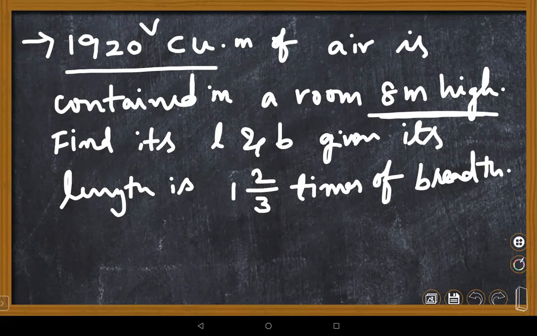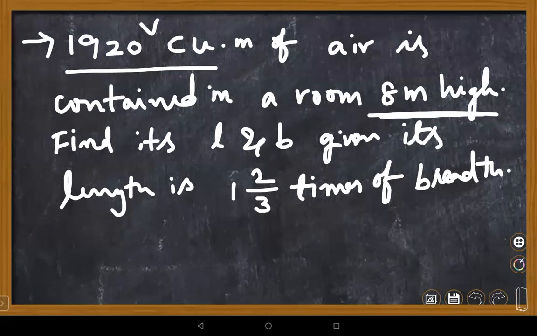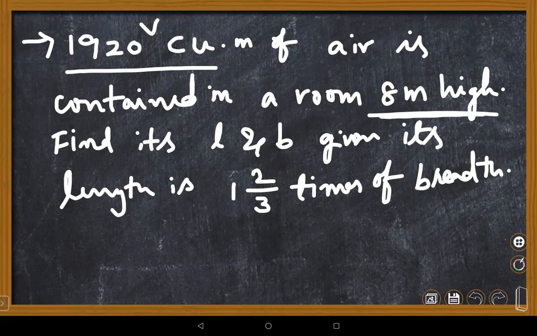How to find area of floor? Here we are supposed to use volume. What is the volume of a cuboid, children? Length multiplied with the breadth multiplied with the height. So V = LBH, and the relation between L and B is given. L is nothing but 1 2/3 times its breadth. If you take breadth as x, what about length, children?